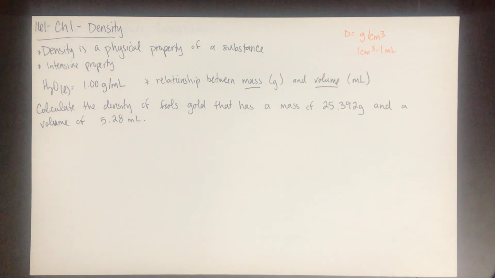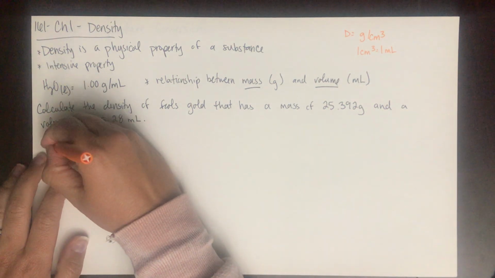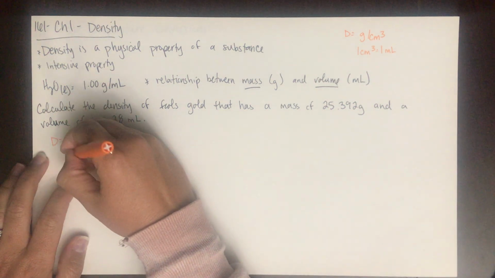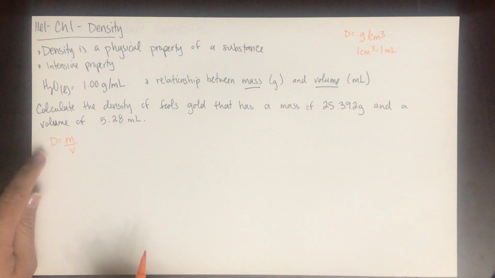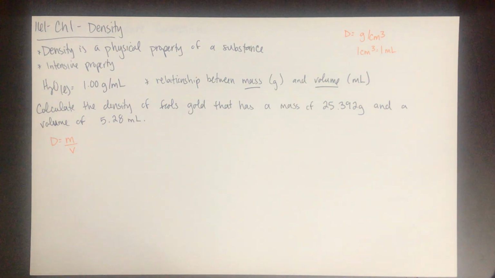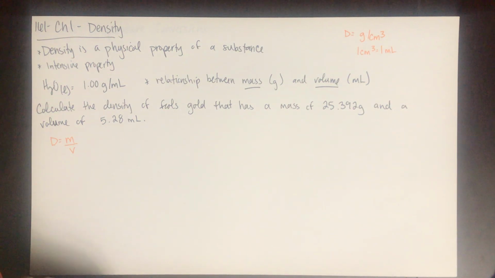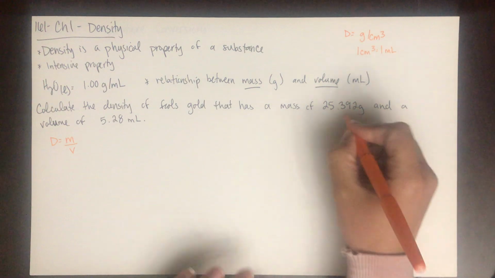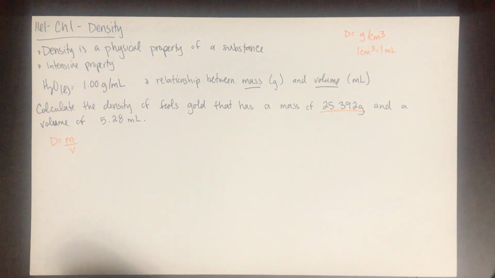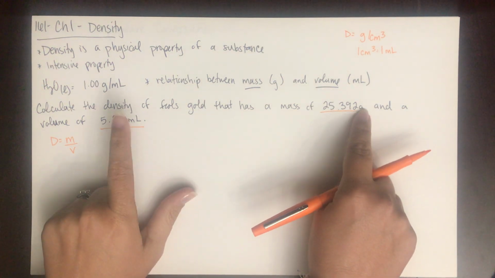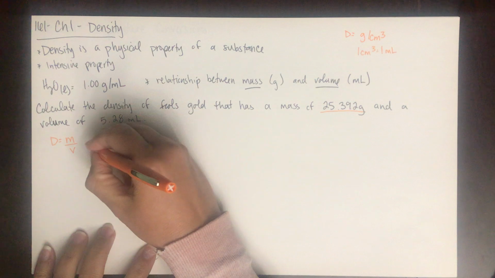So the formula for density is density equals mass over volume. D stands for density, M is mass, V is volume. To solve for the density of fool's gold, I'm going to take the mass of fool's gold and divide by the volume of this piece of fool's gold. And my unit is going to be grams per milliliter. So let's just do that.